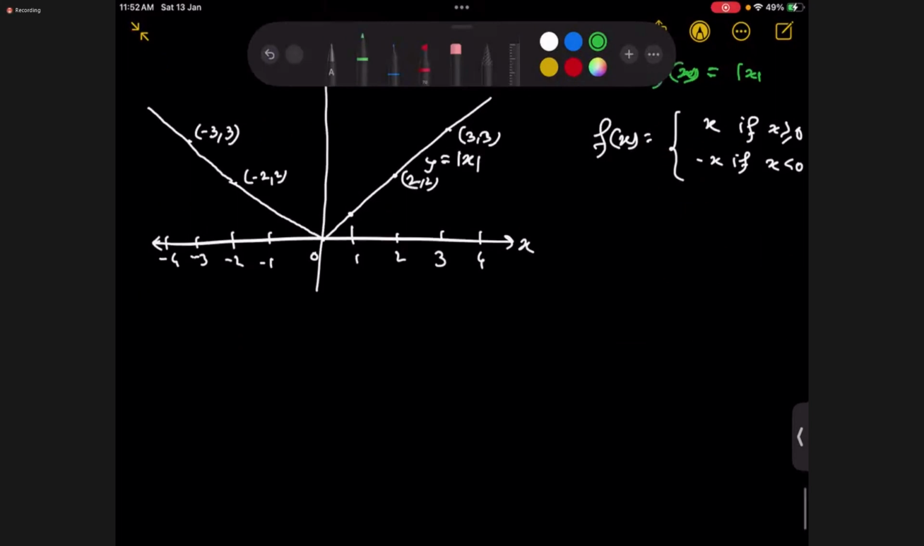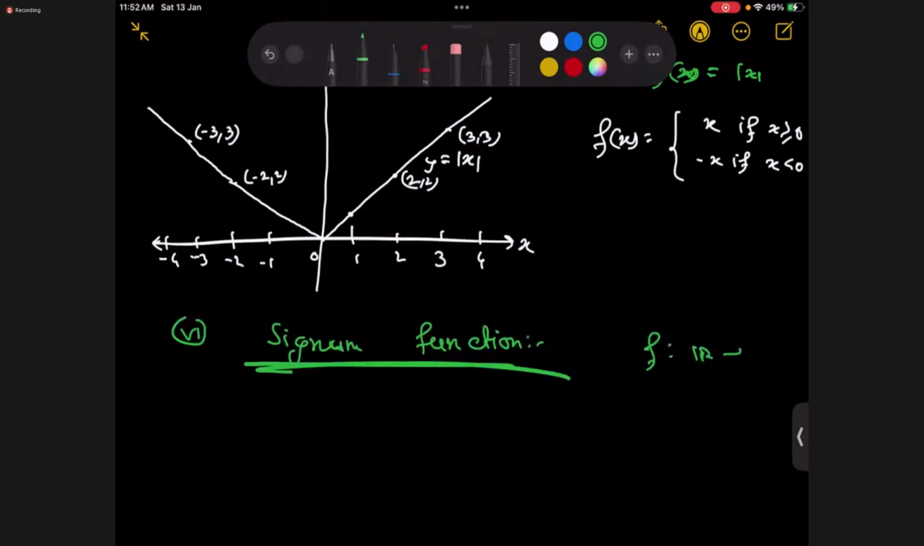The sixth one is the signum function, from R to R, defined by f(x) equals to 1 if x is greater than 0, 0 if x equals 0, and minus 1 if x is less than 0.